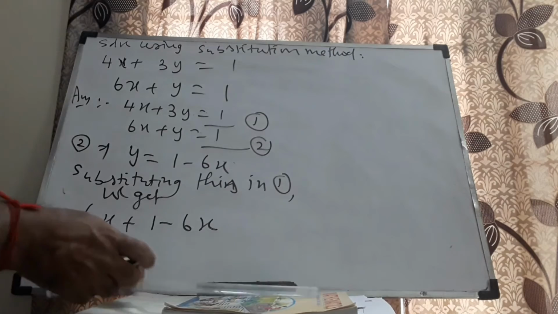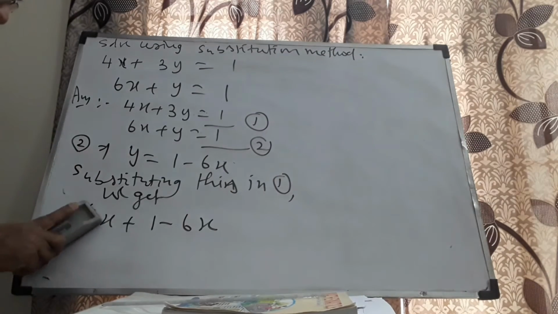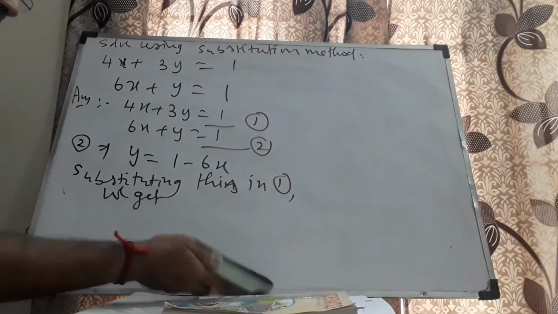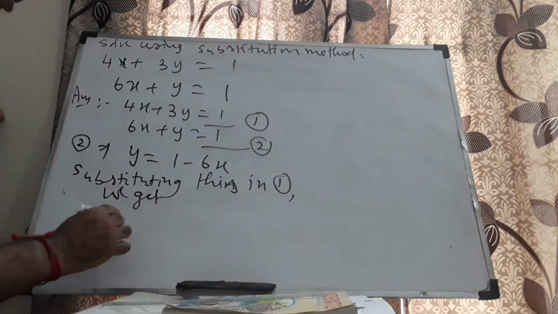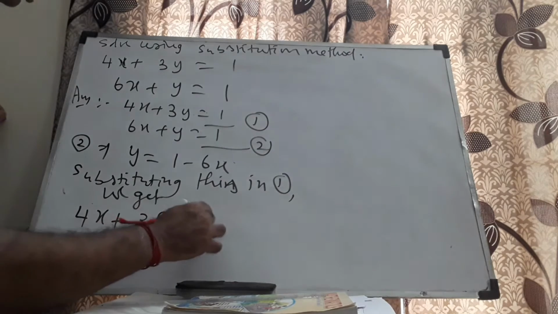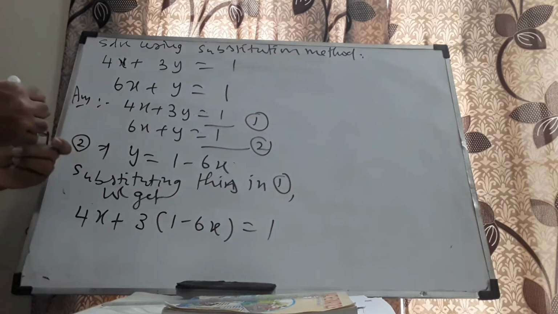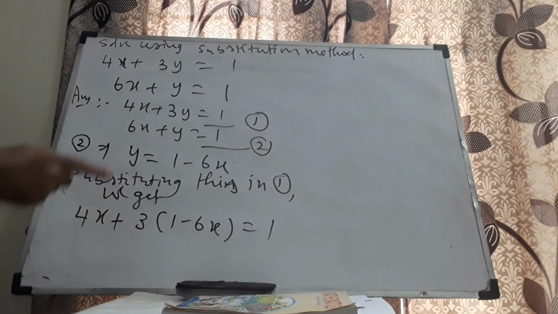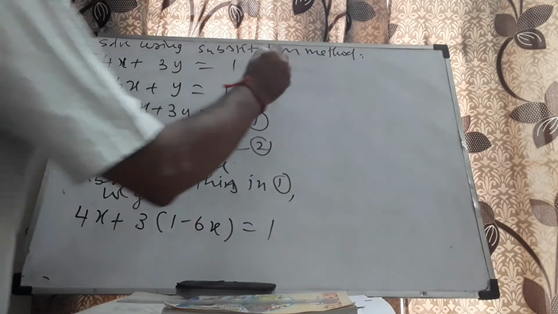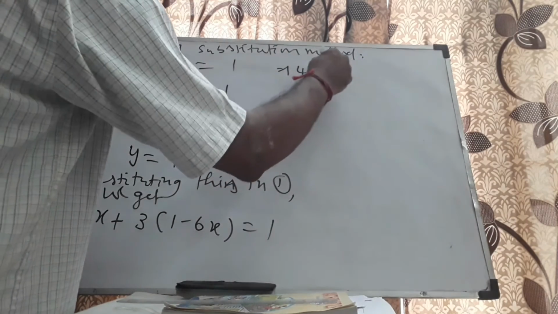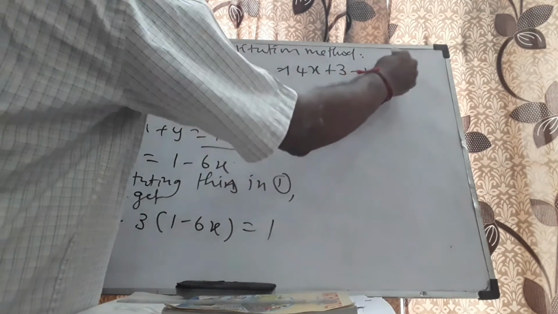I am extremely sorry. I should not substitute there. I have substituted in 2. Sorry, that's a small mistake. Let me just correct myself. Now for 1: 4x plus 3 into (1 minus 6x) is equal to 1. I wrote 1 here, but instead of substituting in 1, I substituted in 2. I'm sorry, that's a mistake. Therefore, this will imply 4x plus 3 minus 18x is equal to 1.